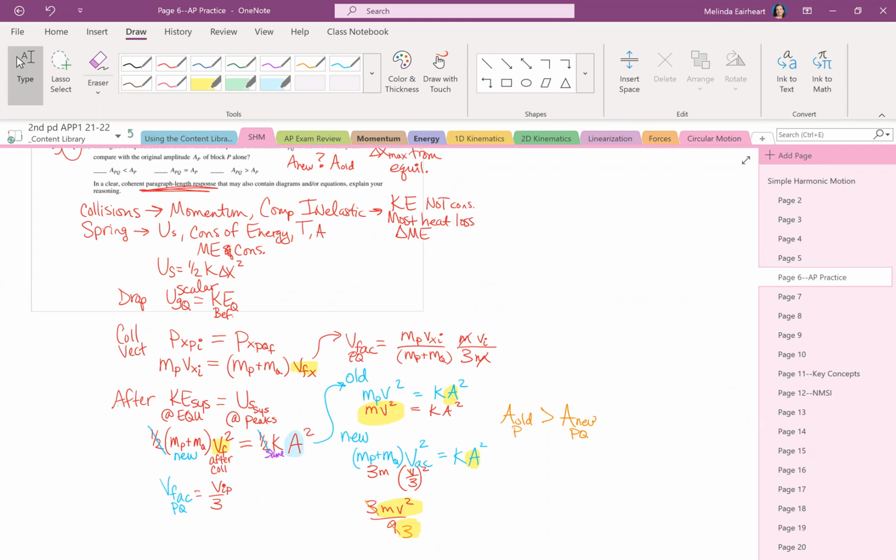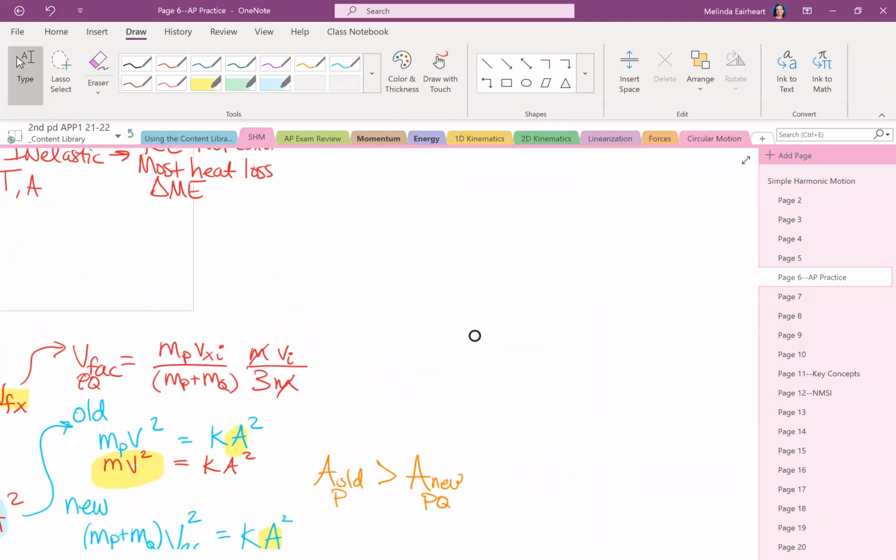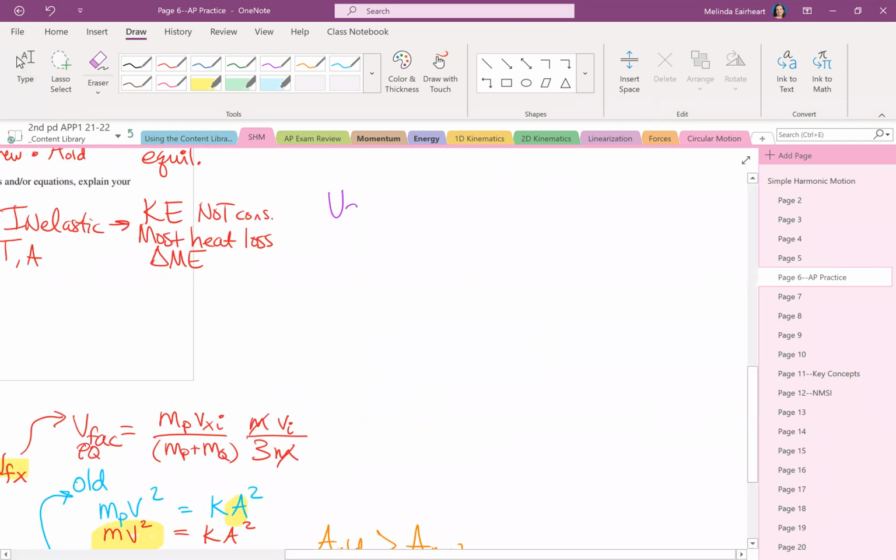So what are maybe some 3 to 5 big ideas that I should include and write in my paragraph? How did we come to this conclusion that the old P amplitude is greater than the new PQ amplitude? I use conservation of energy, so I better talk about conservation of energy. And before that, I actually had to also consider conservation of momentum.